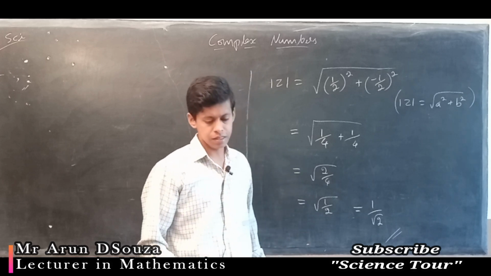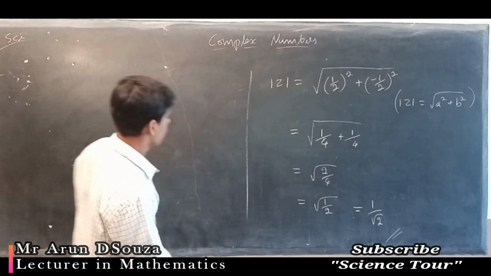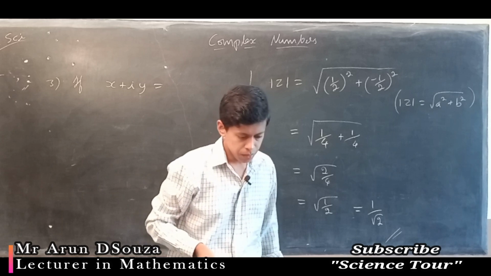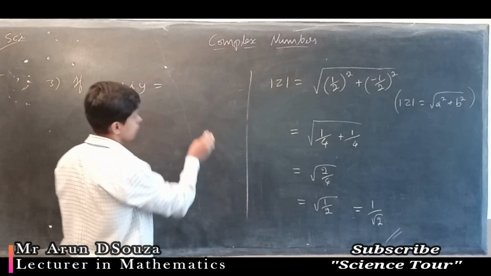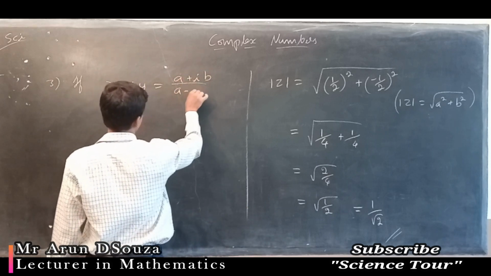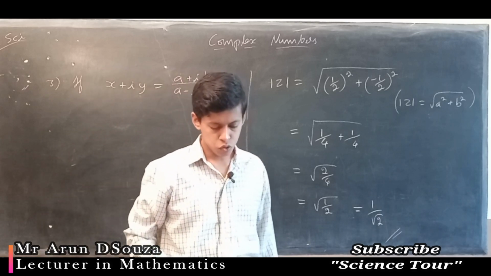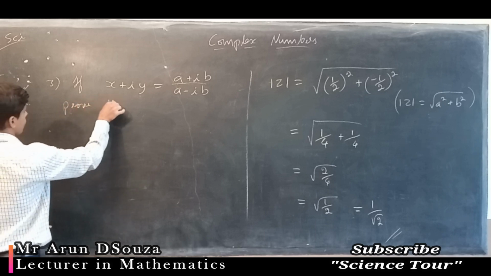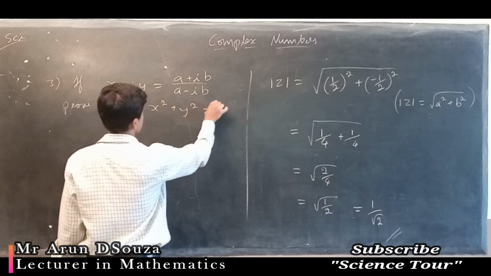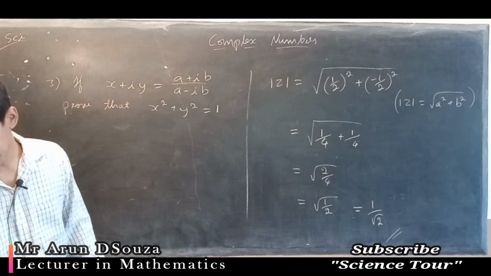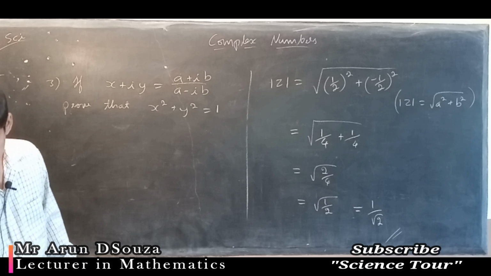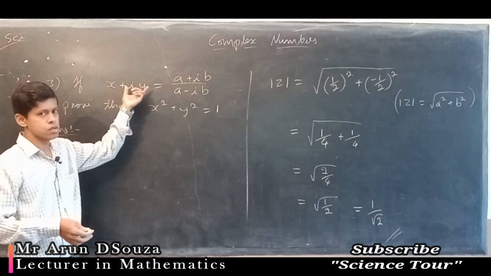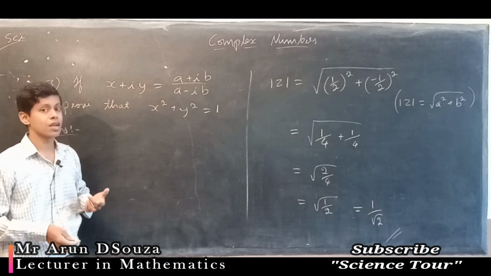If x plus iy, see this is a very important question. If x plus iy is equal to a plus ib divided by a minus ib, so that is x plus iy. Now what you need to prove is that x square plus y square is equal to 1. So we have to prove this. All right. So what we need to do, see this is x plus iy, we have to arrive at x square plus y square. How does it come?